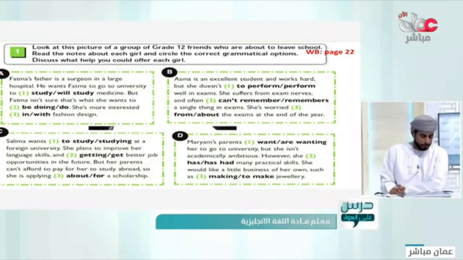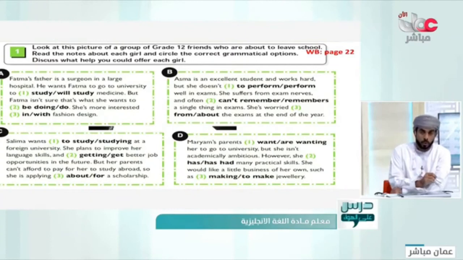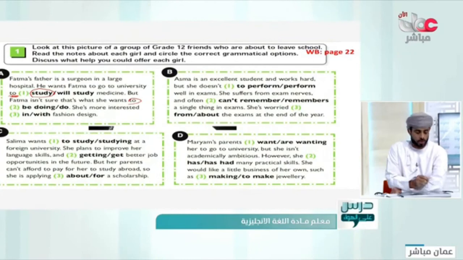It says, A, Fatma's father is a surgeon in a large hospital. He wants Fatma to go to university to study or will study. Of course, when you see the word to, it means that you should have an infinitive after it, without any tense. So to study, the only word that works with to is study. Medicine. But Fatma isn't sure that that's what she wants to what? Again the word to, so we are going to have an infinitive, to do, the verb to do.